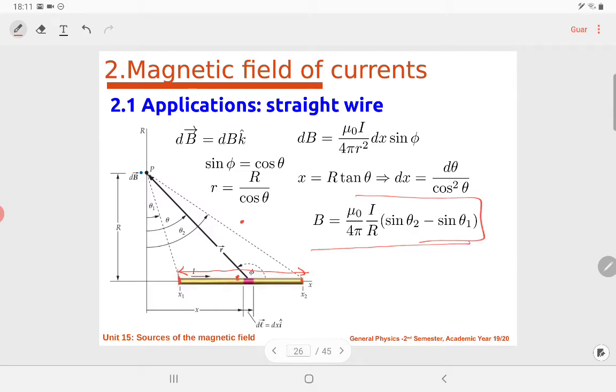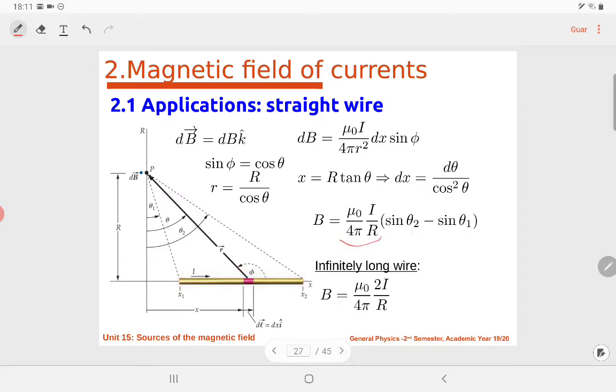So for an infinite length of wire, theta 2 tends to go to pi over 2 and theta 1 goes to minus pi over 2, okay? So the sine goes to 1 and to minus 1. So for an infinite wire, you end up having twice this expression. This is what I plot here, the magnetic field for an infinitely long wire, okay? From all of this, I want you to remember this expression here. It's going to be important for us, so try to remember it or write it somewhere, okay?